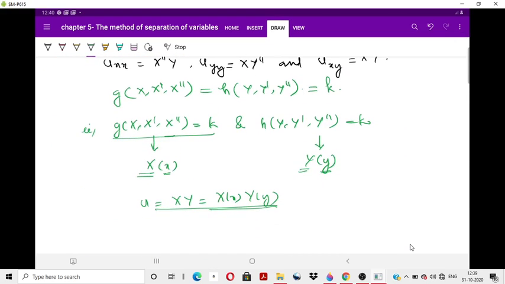Okay. So we first apply the method of separation of variables for solving the heat equation. Next we consider the method of solving the heat equation with homogeneous boundary conditions by the method of separation of variables.